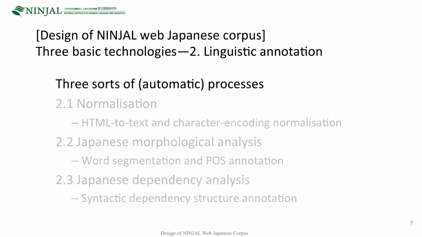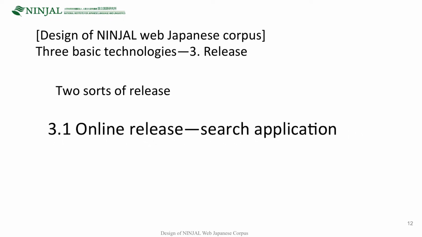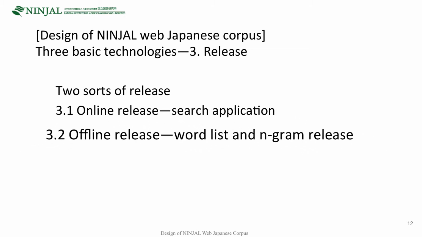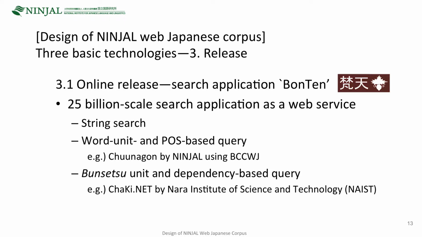Next, we will talk about corpus release. How can corpus users obtain statistics or examples from the corpus? We prepare two types of release. The first is a web-based search application. The second is a word list with n-gram data. The web corpus has been released via an online service. We provide it as a web service called Bonten for a 25 billion scale corpus.